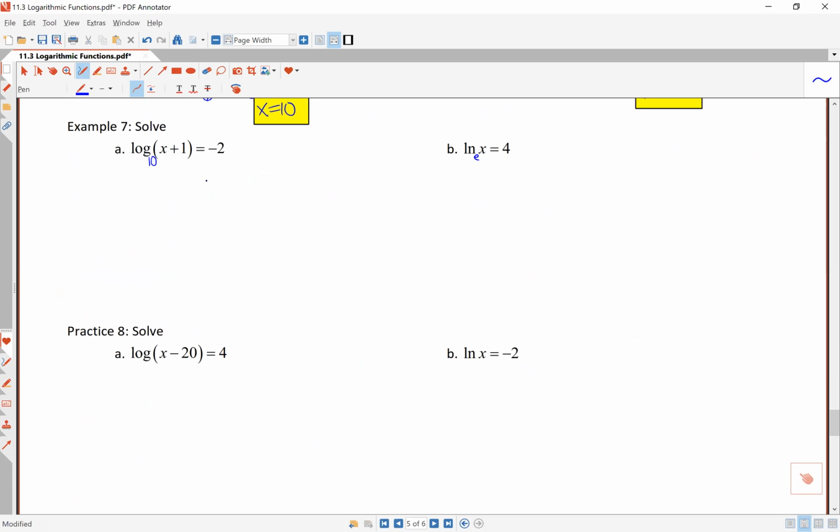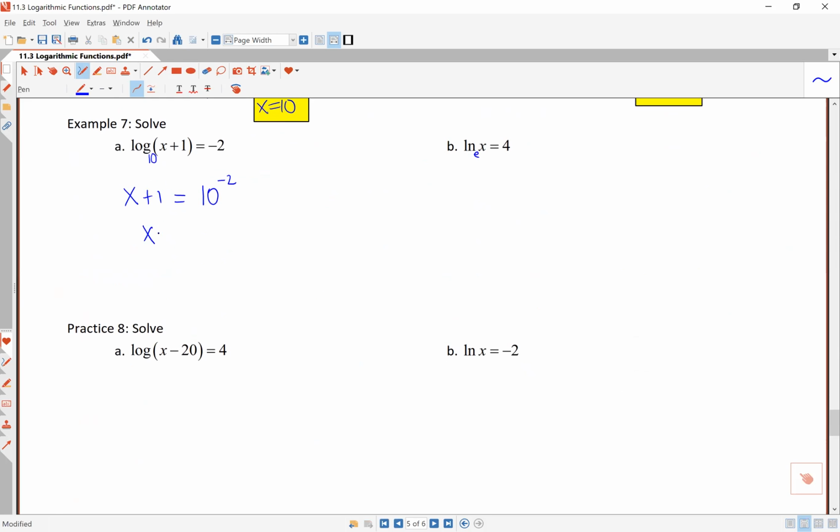So this just says that negative 2 is the exponent on 10 to equal x plus 1. This says that x plus 1 is 1 over 10 squared, or 1/100th, or x is equal to 1/100th minus 1. This is 1 over 100 minus 100 over 100, or x is equal to negative 99 over 100.